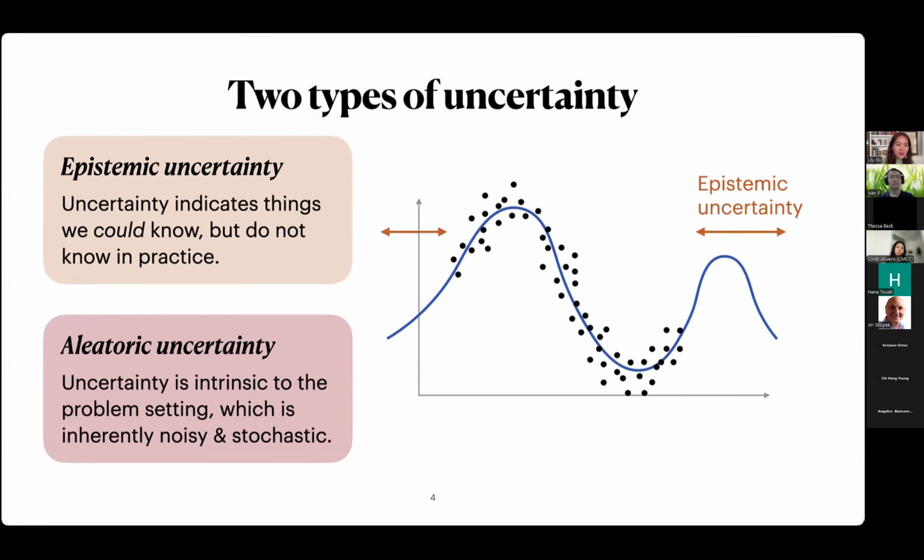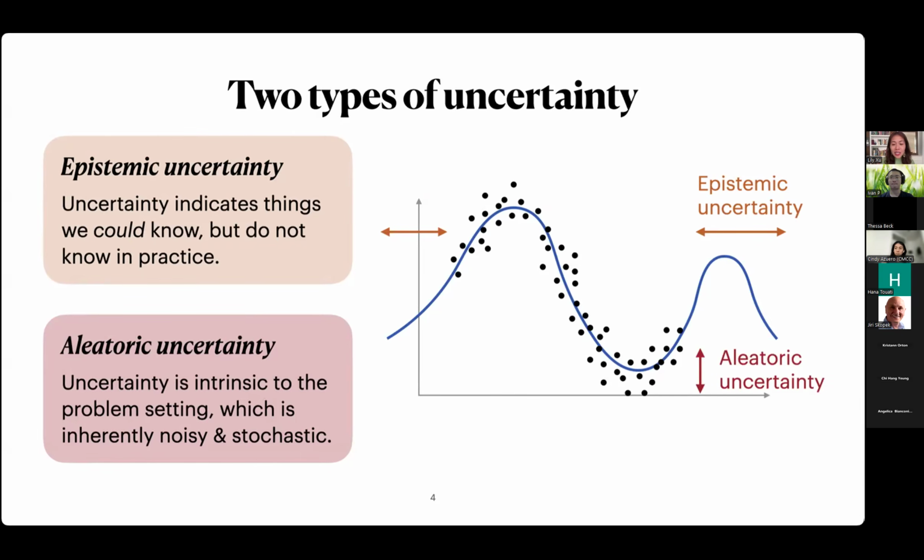Epistemic uncertainty indicates things, again, that we could know if we had more data. Here, epistemic uncertainty is demonstrated in the space where we just don't have any prior observations. If we had collected some data from these parts of the problem space, then we could reasonably fit a model that would continue stretching further to the positive and negative sides. So here we could reduce that uncertainty with the collection of more data. But aleatoric uncertainty, on the other hand, refers to uncertainty that is intrinsic to the problem setting.